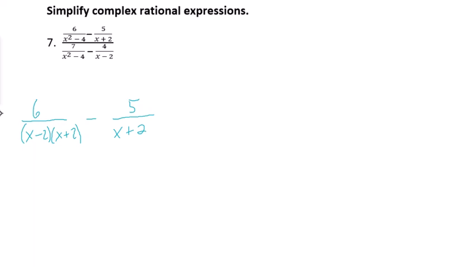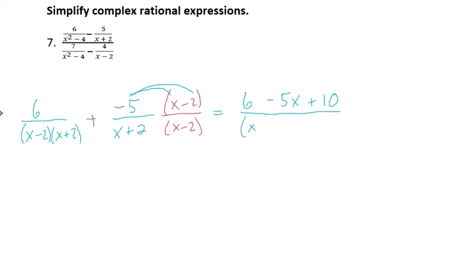And just like before, since this is a subtraction, I'm going to take and make that positive and kick that up to the top. And as you see, we have (x minus 2)(x plus 2) here. So I'm going to multiply by x minus 2 to get these fractions that have the same denominator. So this first one does nothing. It just will stay as 6. And then I'm going to distribute this negative 5 to negative 5x plus 10 all over (x minus 2)(x plus 2).